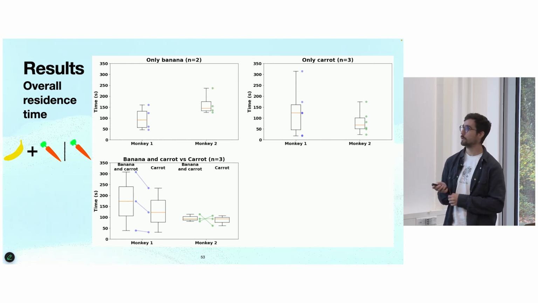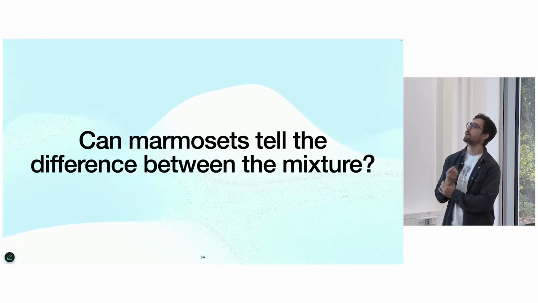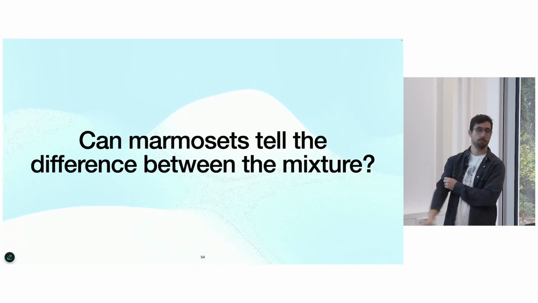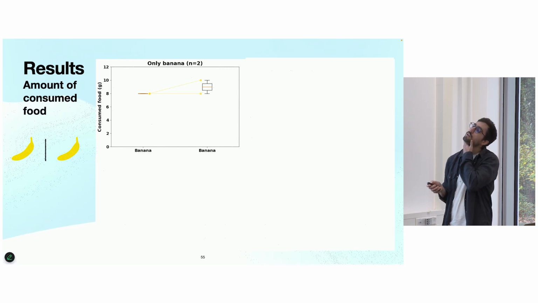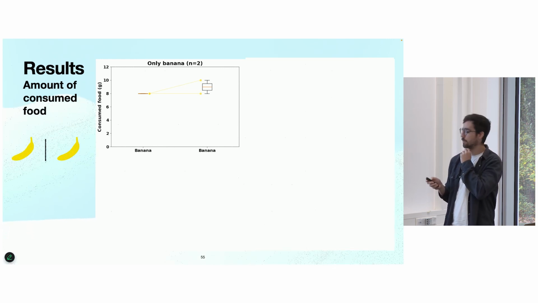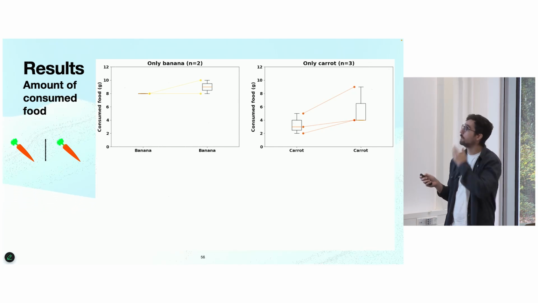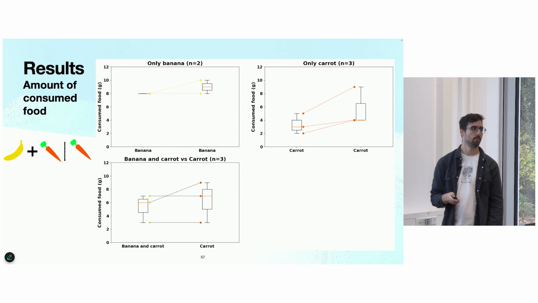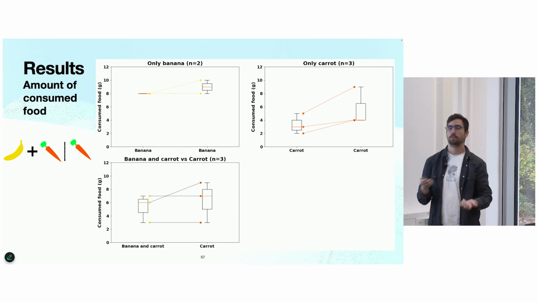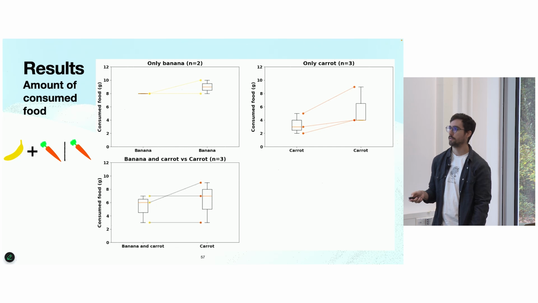Okay, so another question is, can marmosets tell the difference between the mixture? So we see that when we present only banana, they eat around 9 grams of food. When we present only carrot, they eat less. But when we present banana and carrot, we can see that there is no substantial difference here, but we think that they cannot tell the difference between this mixture here.